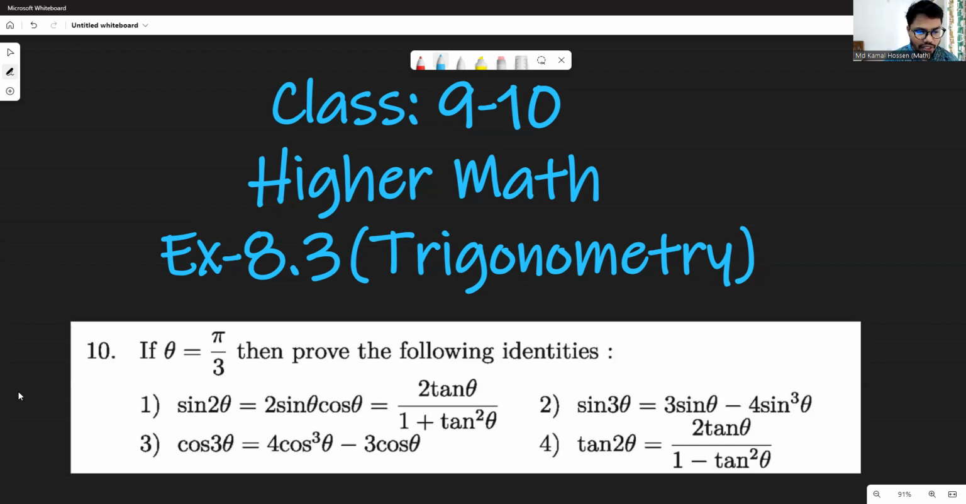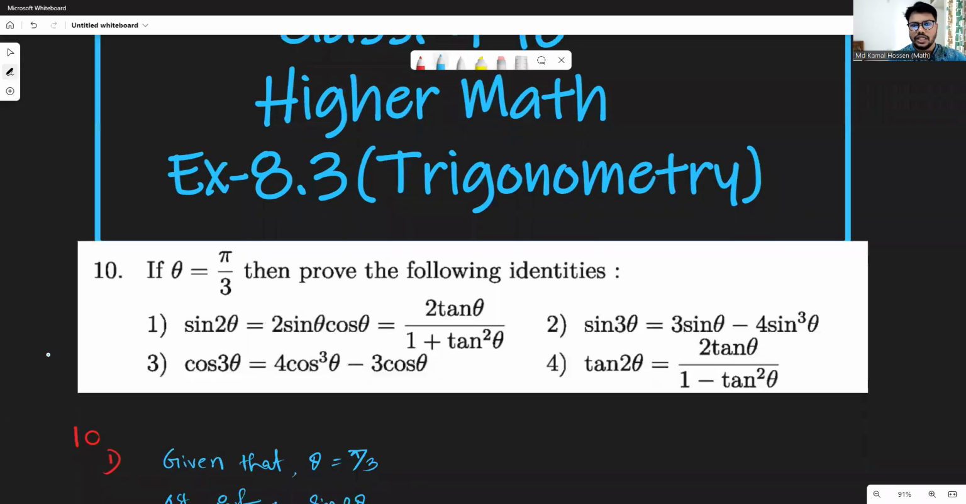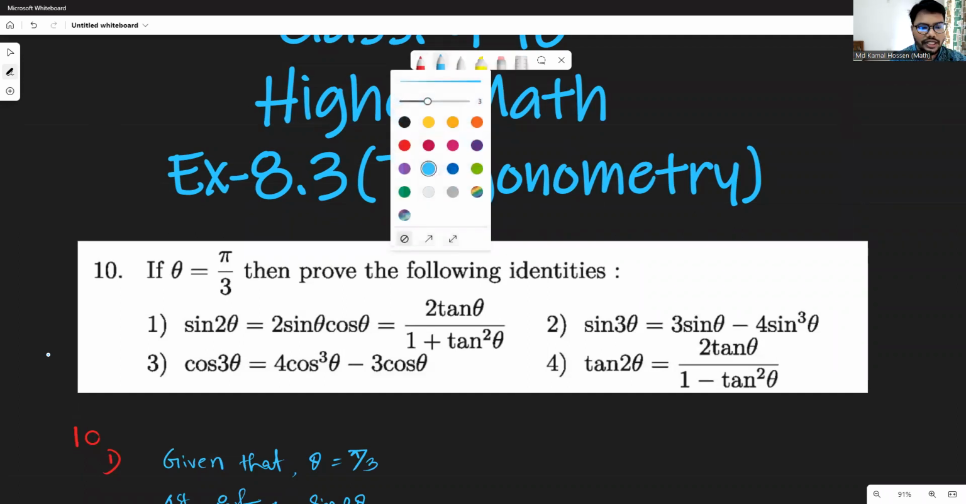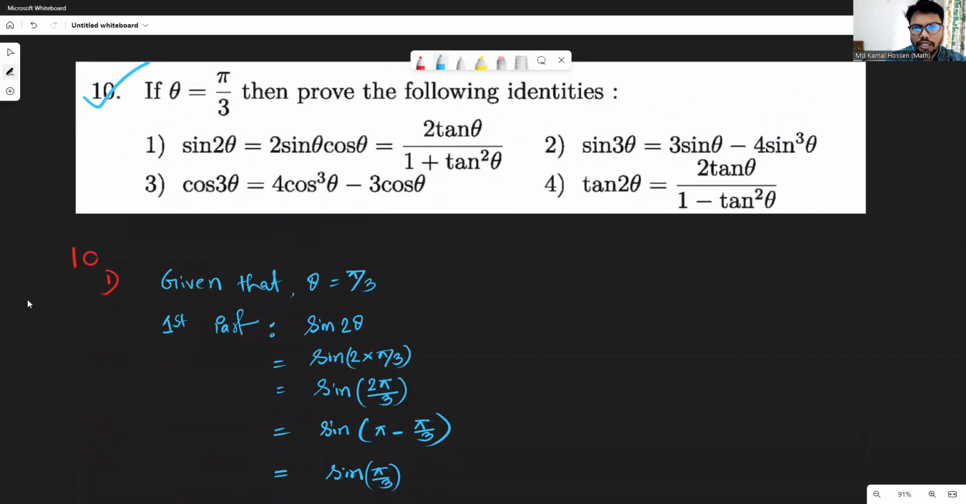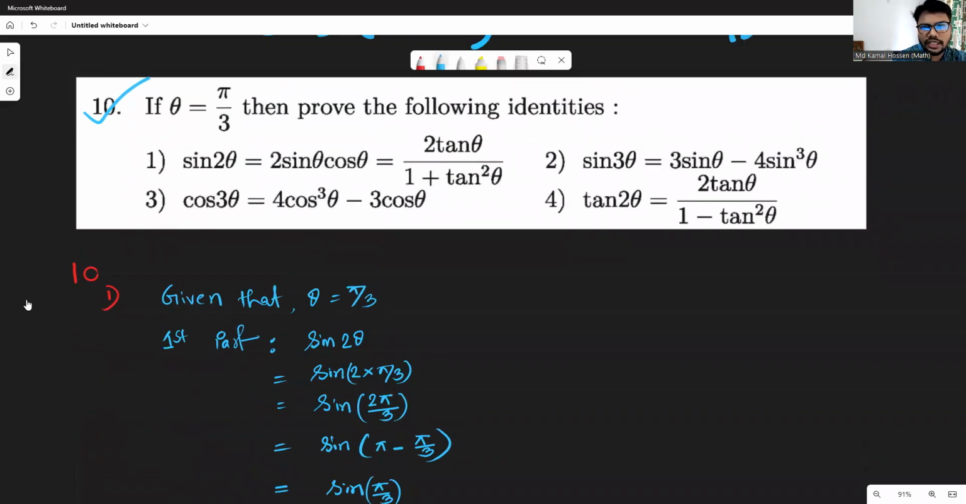So dear students, first we see there are in question number 10 a total of 4 questions. Step by step, inshallah, we will try to discuss all questions. In each and every question, the value of theta is given as pi by 3. If we convert pi by 3 to the sexagesimal system, that means the degree system, pi by 3 means 60 degrees. So you can use pi by 3 or 60 degrees, no problem. This is the circular angle and this is the degree system.